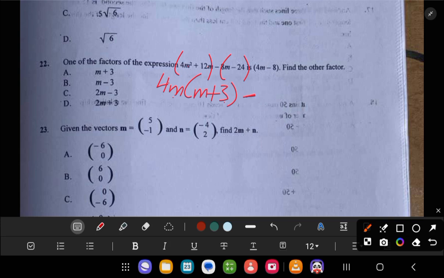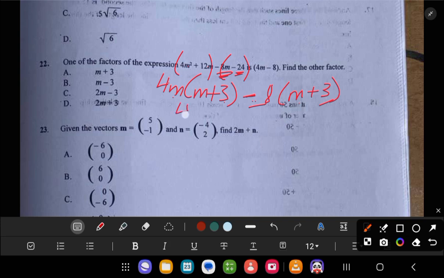Then minus, so 8m minus 24. What's the common term? The common term there is 8. So m plus 3. Why plus 3? Negative 8 times m is negative 8m, and negative 8 times 3 is negative 24. So take note, anytime you are solving quadratic equations and a particular step has negatives, that is where you are going to factorize. Take note, and always do a reverse to check.